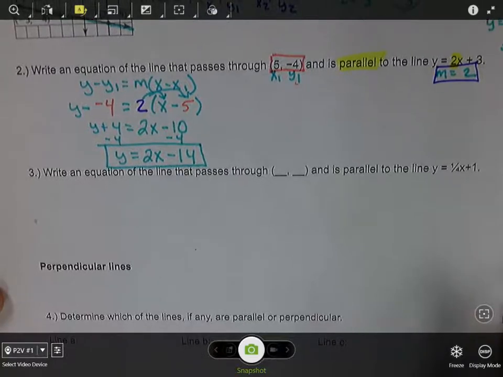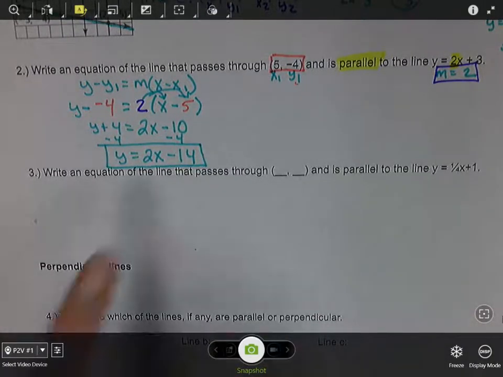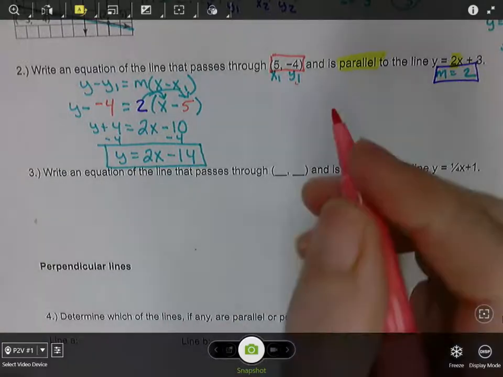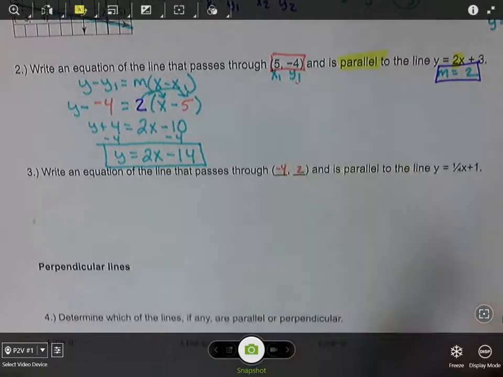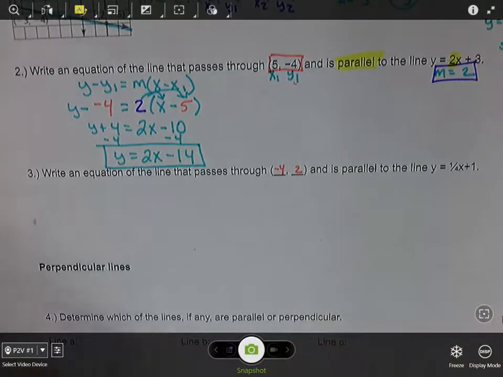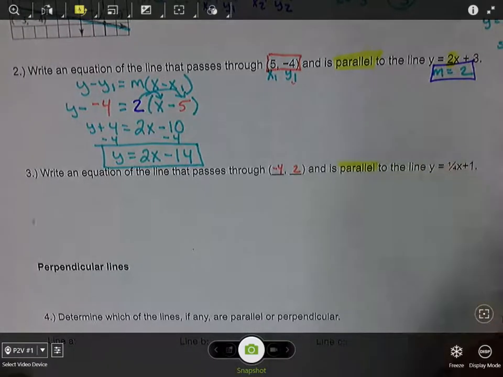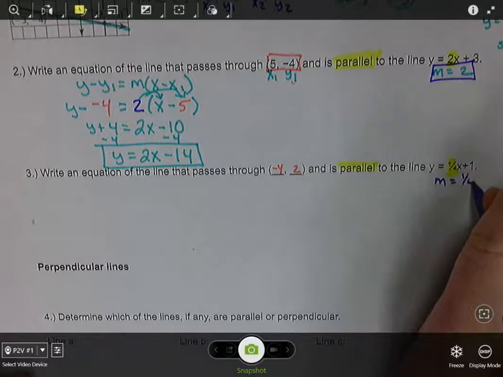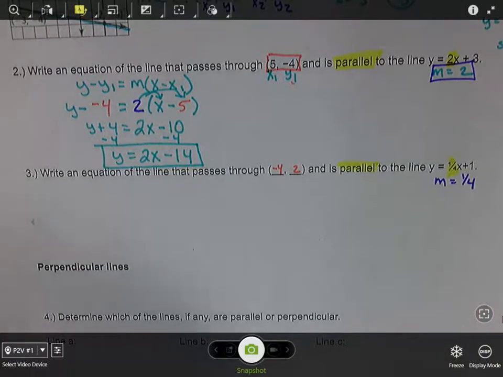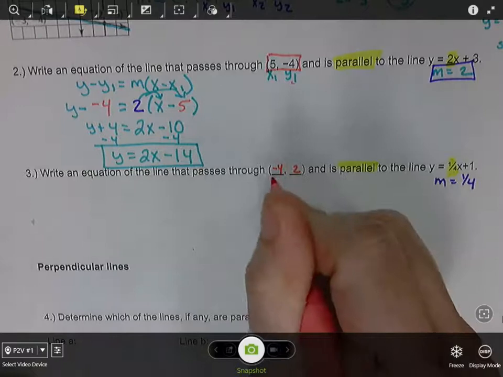Okay. All right, let's try another example. Number 3. Notice I left the ordered pair out. It says, write an equation of the line that passes through the point negative 4, 2, and is parallel to the line y equals 1/4 x plus 1. So first you want to pick out your slope. Notice it says parallel, so it's the same slope, and our slope here is 1/4. So I know my m is going to be 1/4. Okay? And I know my x1, y1 is negative 4, 2.